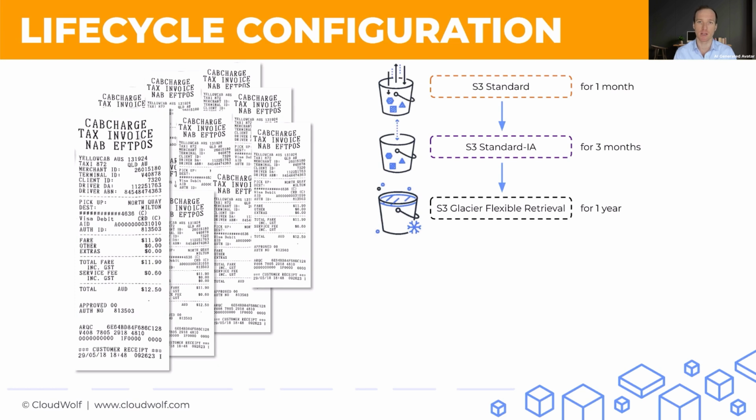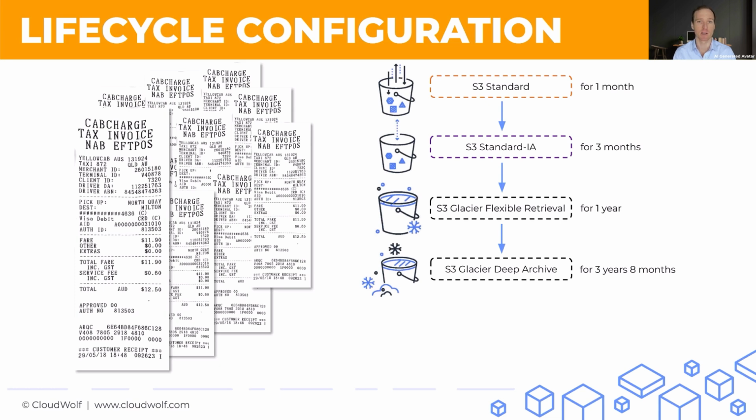So from there, you might want to delete them, but for regulatory purposes, you need to keep them. For instance, in Australia, you have to keep them for 5 years. So you would put them in S3 Glacier Deep Archive, the deepest option and the cheapest option available, for 3 more years and 8 more months. So in total, it adds up to 5 years. And after 5 years have passed, then you can schedule them for deletion. So that's how a lifecycle configuration would work.